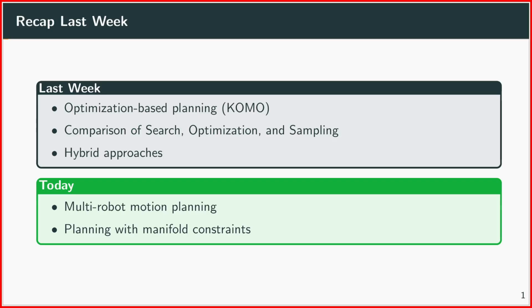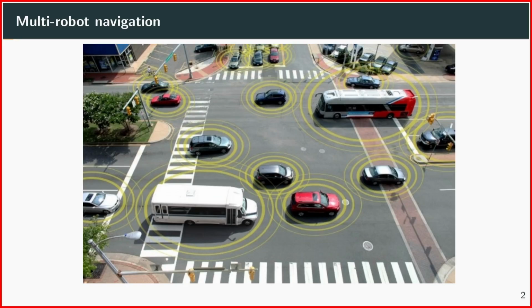This is something, for example, where robots make contact with the environment, or where the end effector of the robot has to stay on a surface, for example. Okay, but let me start with multi-robot motion planning.